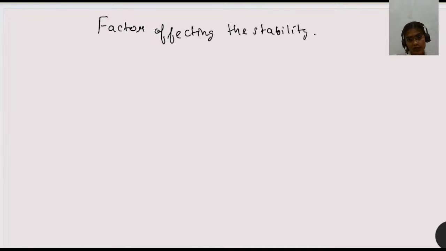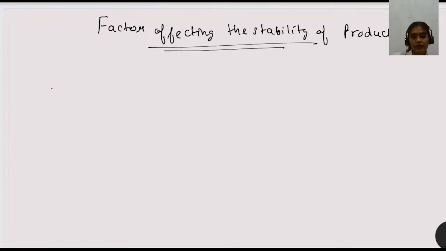So in this case, the factor affecting the stability of the product. Let's discuss that. What is the meaning of the factor affecting the stability of a product? In this case, point number one is going to be the stability of enolate. So what is the meaning of the stability of an enolate?